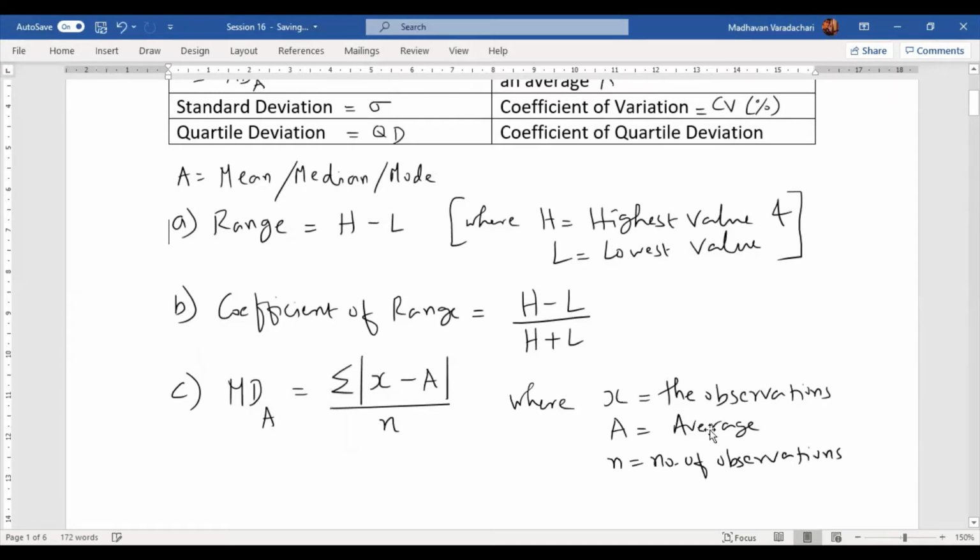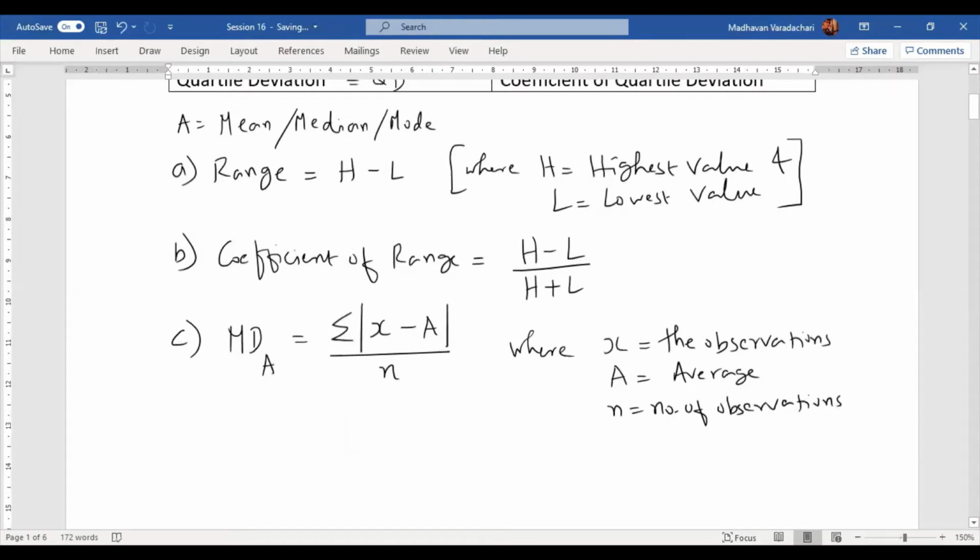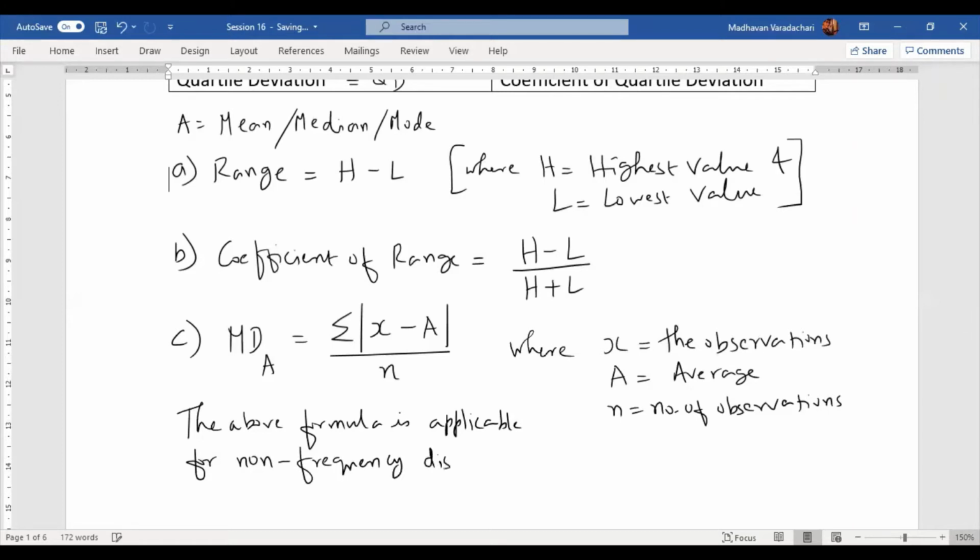This formula is applicable for a non-frequency distribution. I can say the above formula is applicable for non-frequency distribution because this formula does not have any f in it.